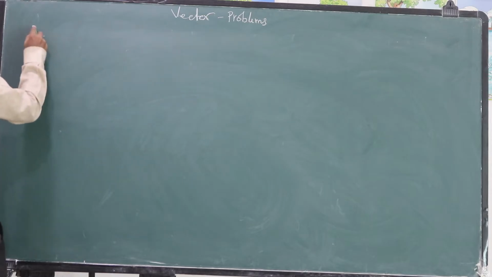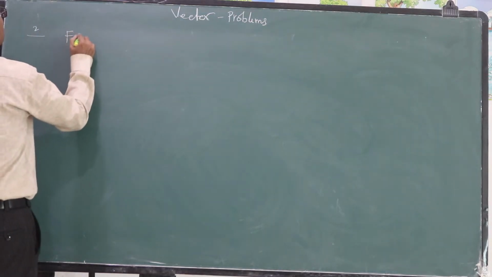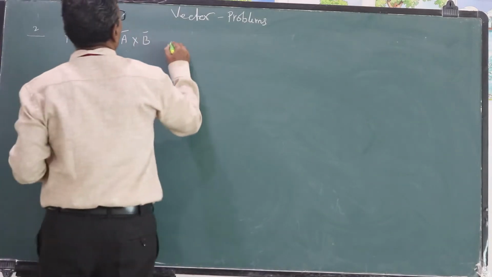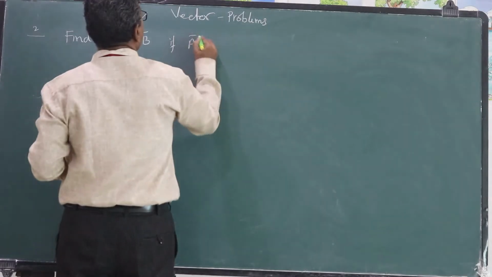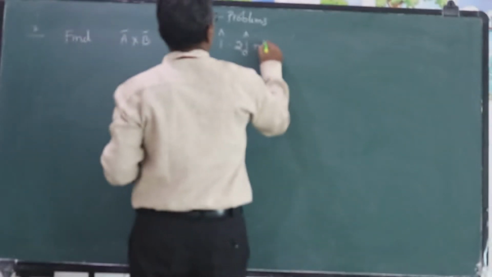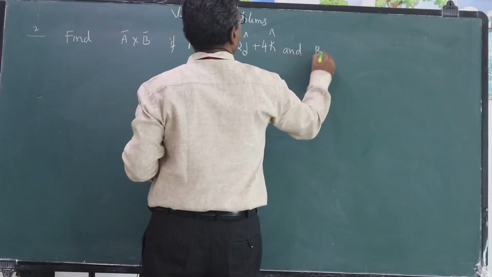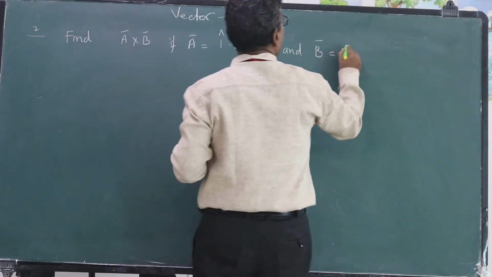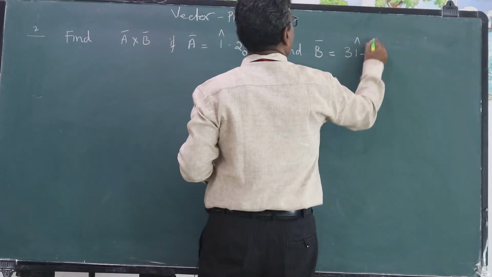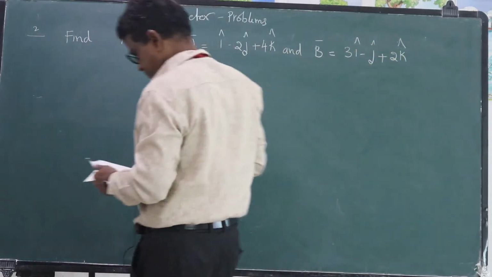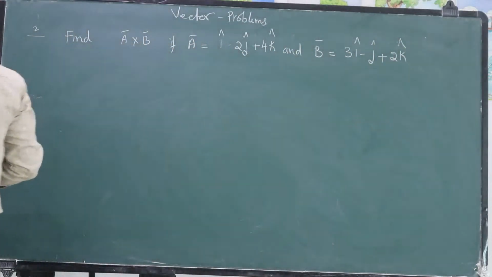Second problem, find A bar cross B bar, if A bar is given as i cap minus 2j cap plus 4k cap, and B bar is given as 3i cap minus j cap plus 2k cap. So this is the problem.